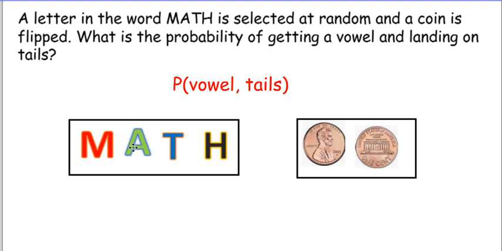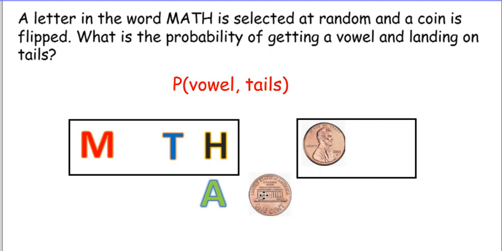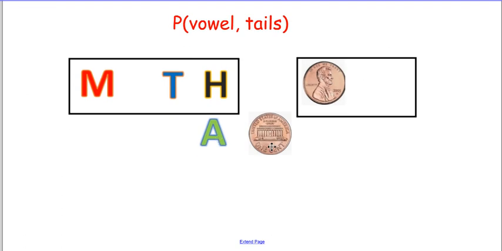The probability of pulling a vowel out of the word math, well, there's only one vowel in math. What's the probability of that? And what's the probability of flipping a coin and getting tails? So what's the probability of getting the letter A and getting a tails? Let's write the probability of the first event. We have a 1 in 4 chance of getting the letter A. And in our second event, we have a 1 in 2 chance. When we're working with probabilities, we write fractions and we multiply those fractions. So there's a 1 in 8 chance of getting a vowel and then flipping a coin and getting tails.